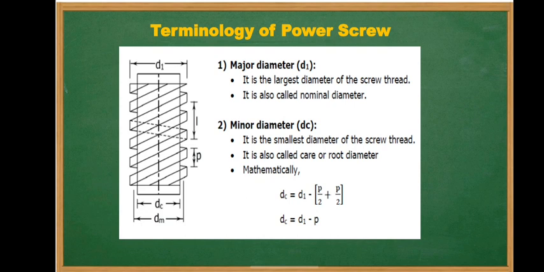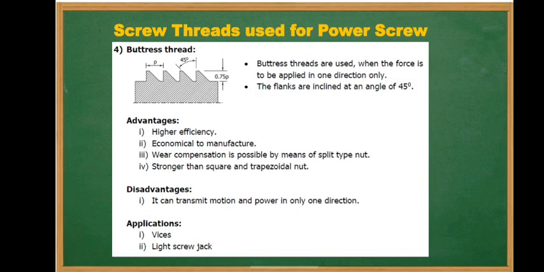Next is the fourth type, that is the buttress thread. Buttress threads are used when the force is to be applied in only one direction. The flanks are inclined at an angle of 45 degrees. Advantages: higher efficiency, economical to manufacture, wear compensation is possible by means of a split type nut, and stronger than square and trapezoidal threads. Disadvantages: it can transmit motion and power in only one direction. Applications: vices and light screw jacks.